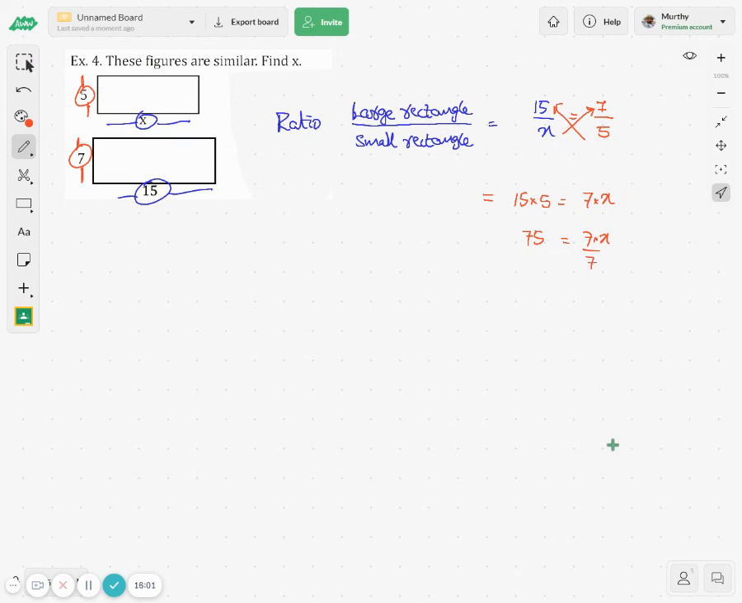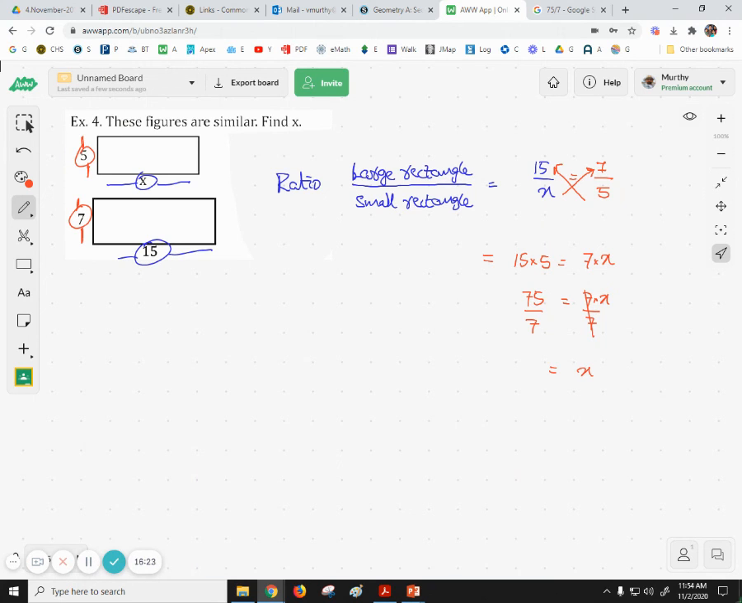Then we go for inverse operation, make use of calculator, and 75 divided by 7. Let me grab my calculator. 75 divided by 7. You can check it. That gives you 10 point something. Yeah, it is close to 11, which is 10.71.